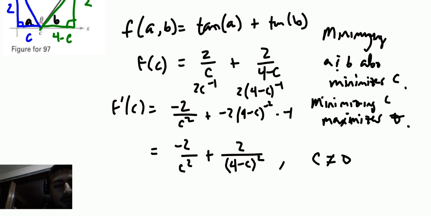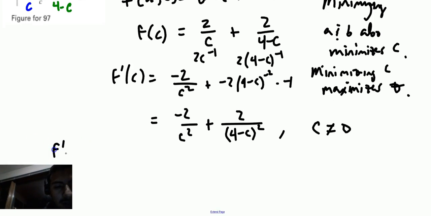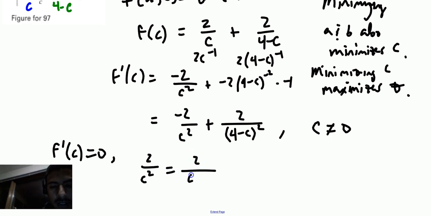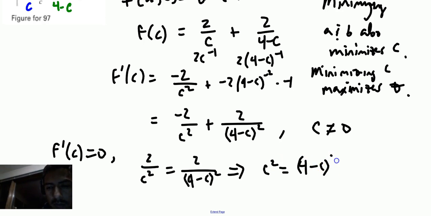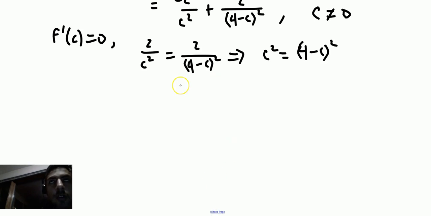So let's set f prime of C equal to 0, because we want to find the value of C that minimizes this. We get 2 over C squared is equal to 2 over 4 minus C squared. This implies that C squared is equal to 4 minus C squared. By taking the square roots, we technically get plus and minus, but we only want C to be positive, so C is equal to 4 minus C. Solving this, C is equal to 2.